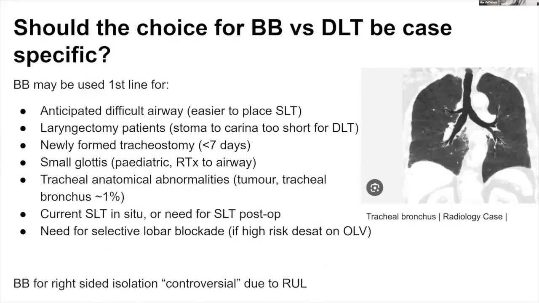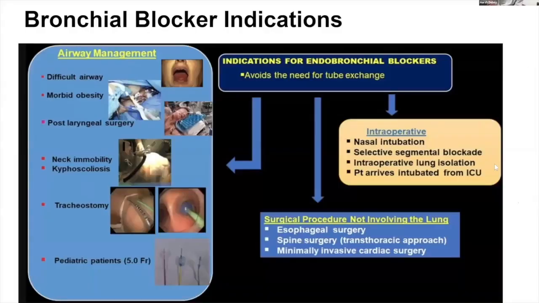So should the choice for bronchial blockers be case specific? I think we've alluded to some of these already. Really, bronchial blockers may be thought of as first line for patients with a laryngectomy or a newly formed tracheostomy, where the double lumen tube isn't going to go in easily and there's a short distance from stoma to carina. Certainly, and we'll touch on this in the next part of the topic about the anticipated difficult airway, it's easier to place a single lumen tube. Brian Cowie has already mentioned that there is a tracheal bronchial anomaly that occurs in around 1%. And certainly for selective lobar blockade, bronchial blockers could be used. This is a slide from Cohen, which essentially says the same thing that I've just said.